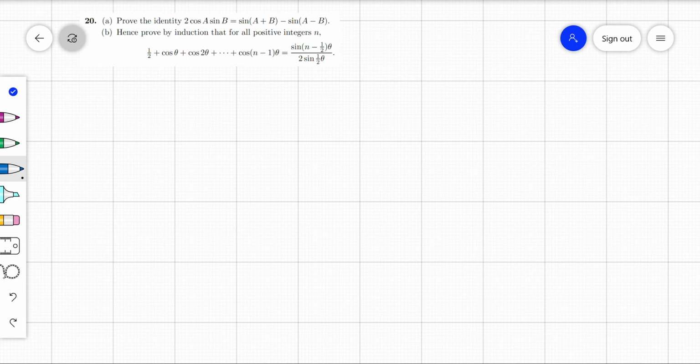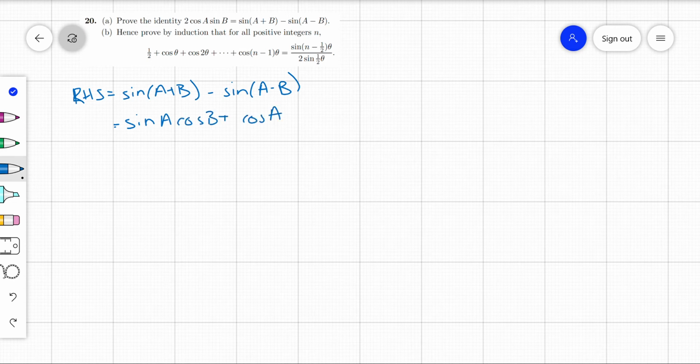Alright, so we want to prove this identity first, so let's pretend we've written it out, and then we're going to say something like left-hand side, maybe right-hand side is easier, because we're just expanding, and I'll talk through a lot of this so I don't have to write it. So we know that the expansion, I think it's in your formula book as well, of sine A plus B is sine A cos B plus cos A sine B, and then minus, same thing here.